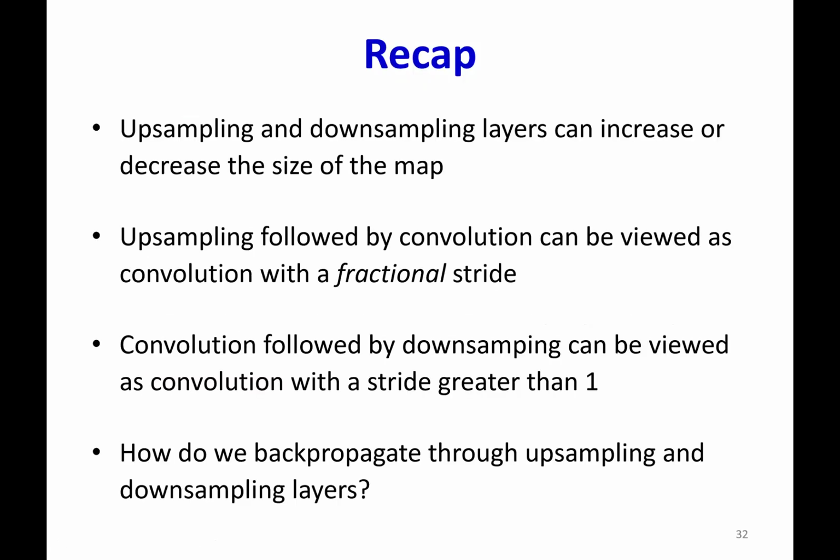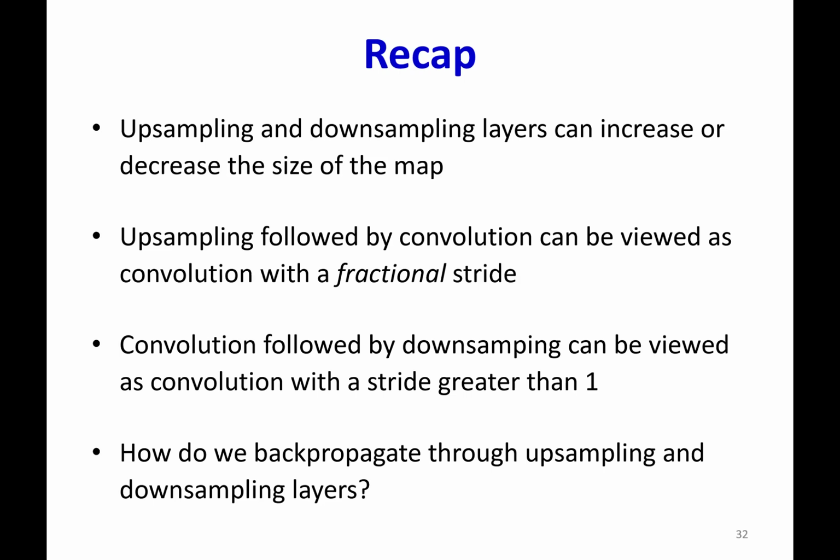Now, the next operation we must consider is upsampling and downsampling. Upsampling layers and downsampling layers increase or decrease the size of the map. And we also said that upsampling must always be followed by a convolution, otherwise it doesn't make sense. So upsampling followed by convolution is often termed as convolution with a fractional stride. And similarly, downsampling always follows convolution or pooling. So convolution followed by downsampling can be viewed as convolution with a stride greater than 1. And similarly, pooling followed by downsampling can be viewed as pooling with a stride greater than 1.